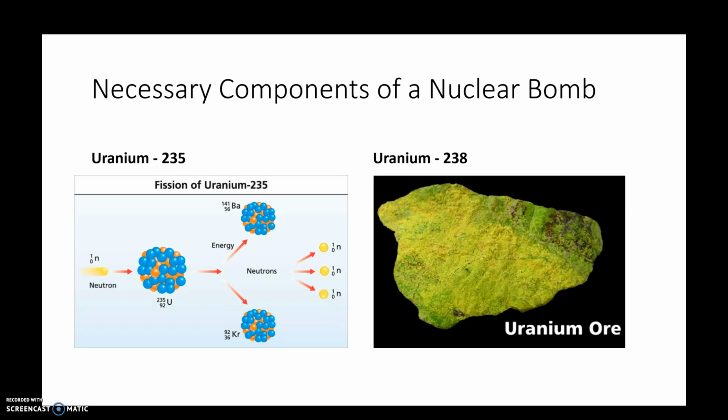So there are two isotopes of uranium. Normal uranium 238 can be mined. Uranium ore is what we see here on the right. However, the uranium that makes nuclear bombs what they are is uranium 235. It can very easily begin that chain reaction of nuclear fission, which is why it's so valuable. The ease of the ability for it to start that chain reaction of nuclear fission is why it's the preferred material for nuclear bombs.